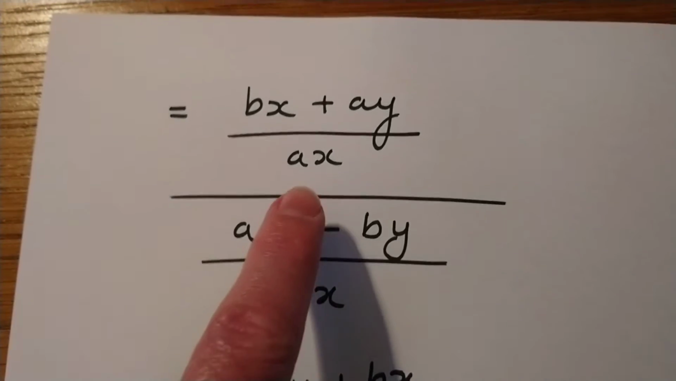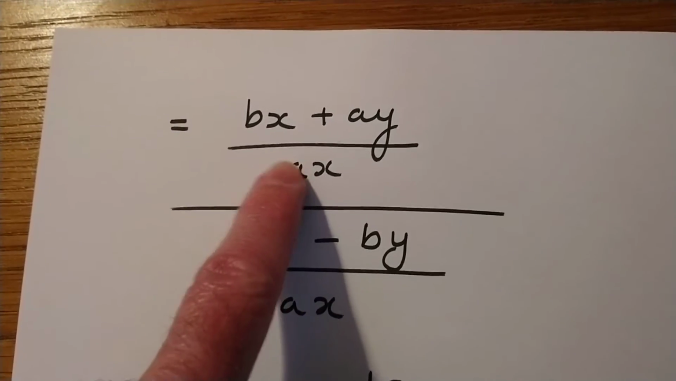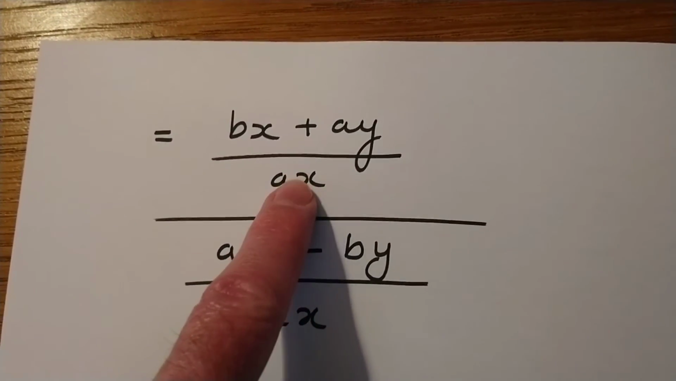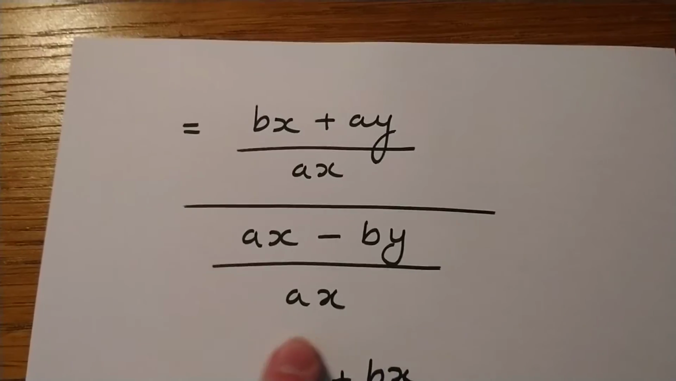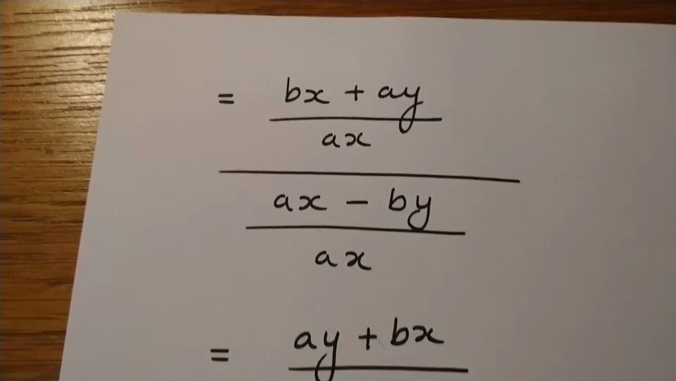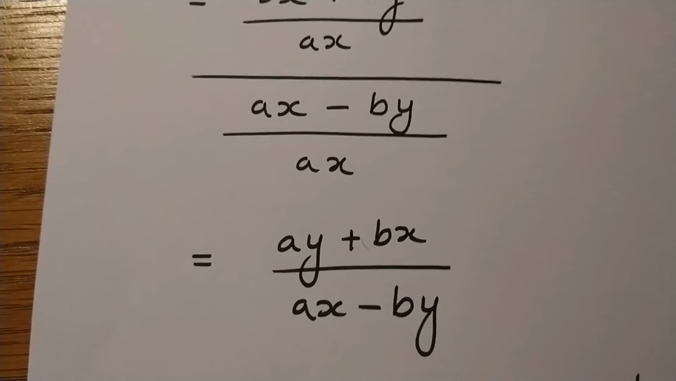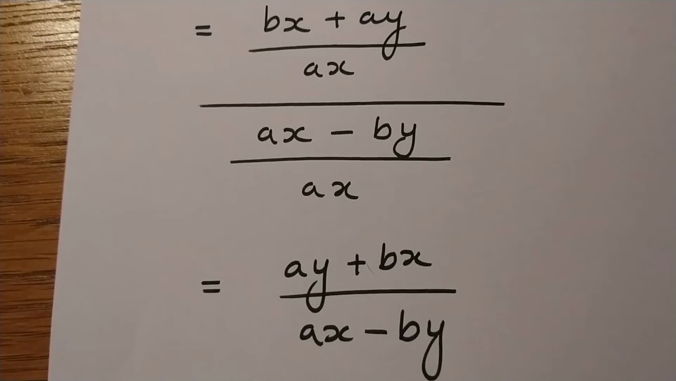But first of all, to make things perhaps a little bit easier to see what's going on, I've placed the numerator all over a single denominator here. So it's a single fraction on top, and then I've made a single fraction on the bottom as well. So now we'll multiply top and bottom by ax. And that gives us ay plus bx over ax minus by.